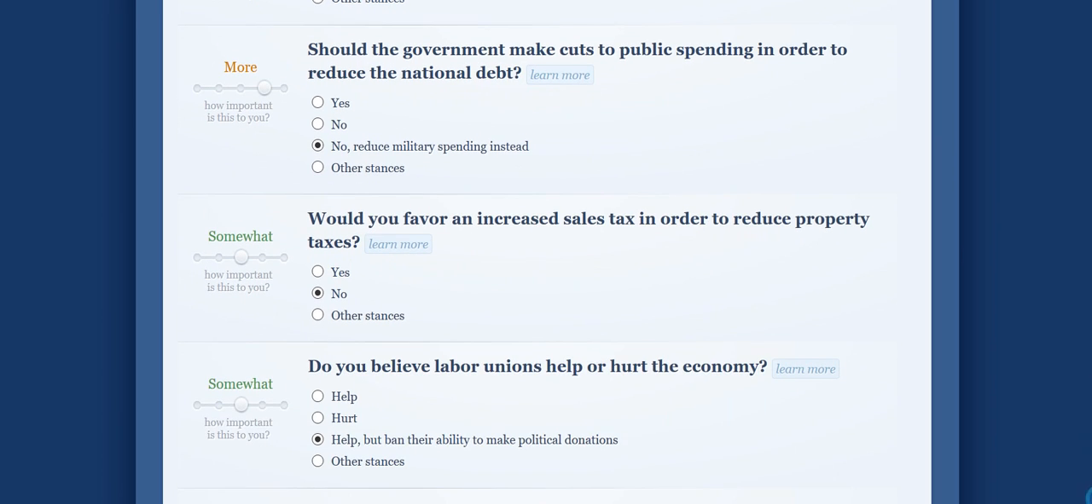Would you favor an increased sales tax in order to reduce property taxes? I put no because sales tax is more of a regressive tax because it affects middle-income people and low-income people more. Property tax affects higher-income people more. So, if you swap that, you're hurting the middle class and the poor people more than the people with more money.